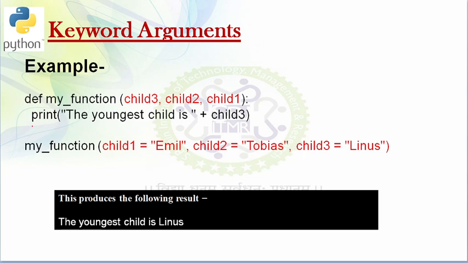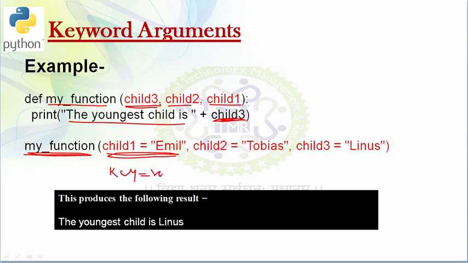I have defined one function as my_function, and here I have defined 3 parameters: child3, child2 and child1. Now I want to print the youngest child name, and the youngest child name I am printing is child3. I can pass the values to my function, and I can directly declare them here as keyword equal to value, that is, key = value.